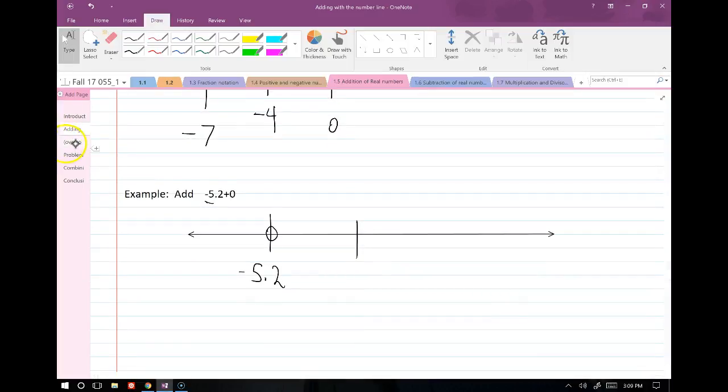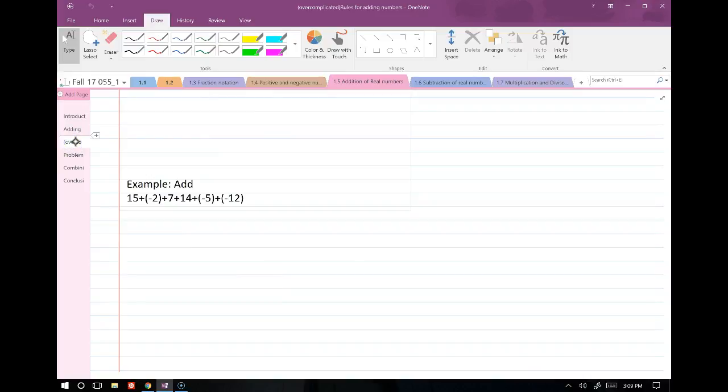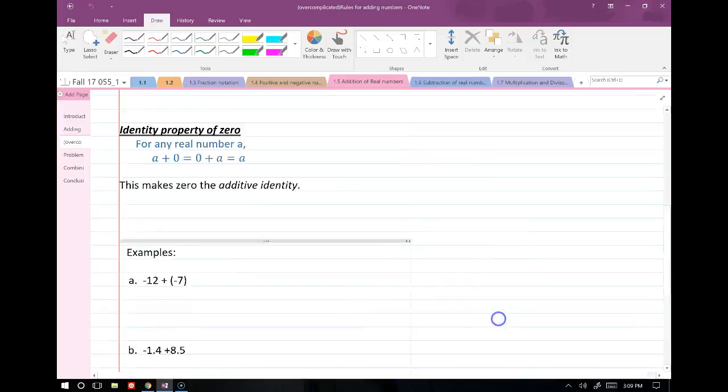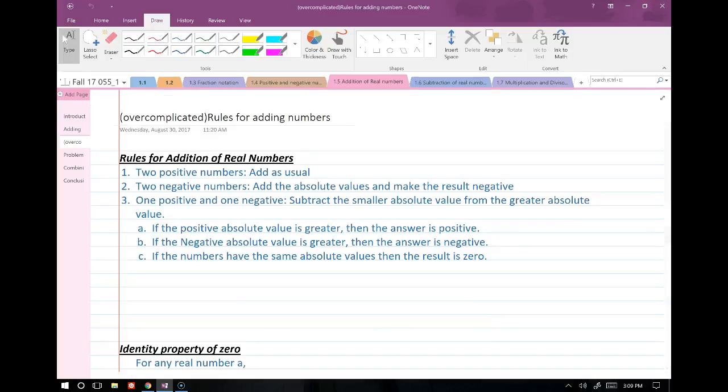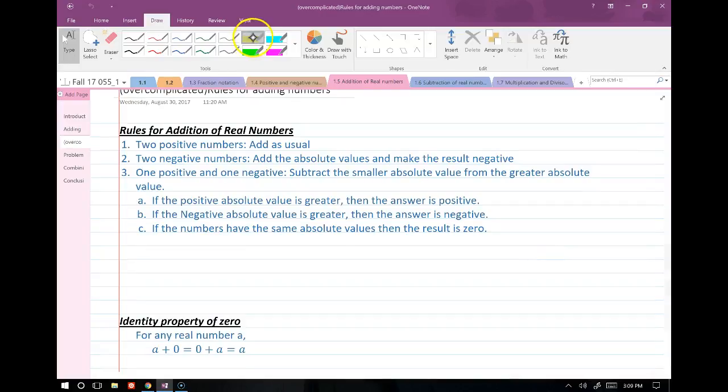Now we're going to get into addition without the number line. Before we get too far into this, I want to let you guys know that these instructions are overcomplicated. This is what's in the book, and you'll figure out over time that this is not needed, but it's still good to learn anyway. So, rules for addition of real numbers. If you have two positive numbers, we just add as usual.